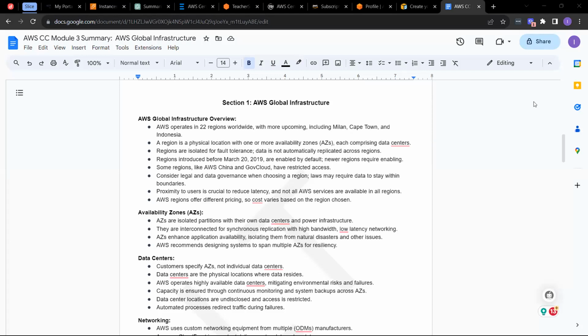Okay, so we are talking about the AWS Global Infrastructure today, right? I won't go into the history and all those things, but the most important thing to notice in the global infrastructure is that there are regions and availability zones. These regions are separate geographical locations. You're talking of the Americas, Europe, Asia, and so on. According to AWS, they have about 22 regions, with Milan, Cape Town, and Indonesia also coming up.